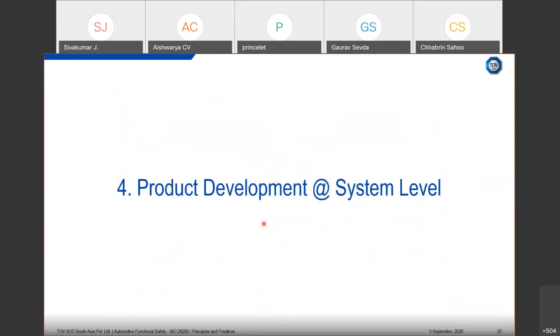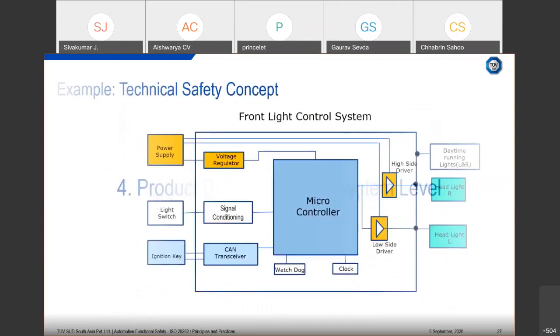And then product development at the system level. As I said, the system level covers two sides: the left hand side and the right hand side. On the left hand side, you will have the technical safety requirement and then the technical safety concept, and finally you will be creating the overall technical architecture structure.